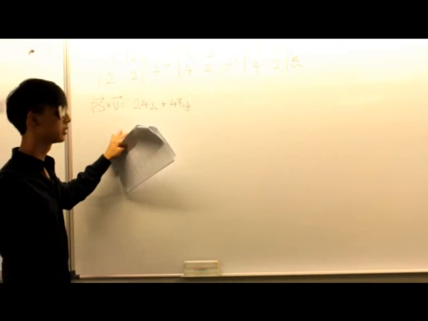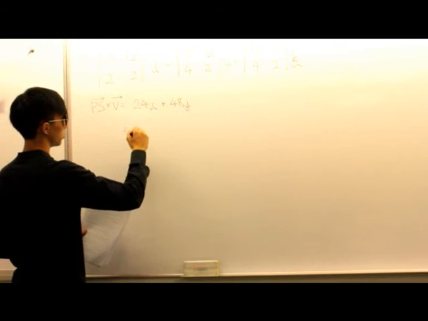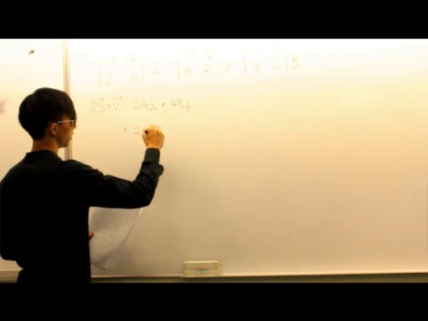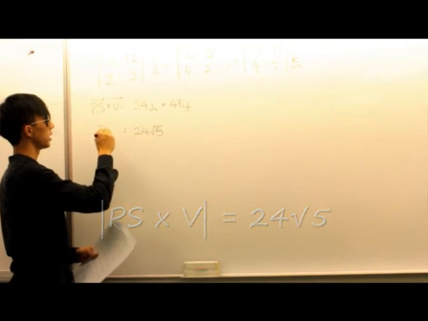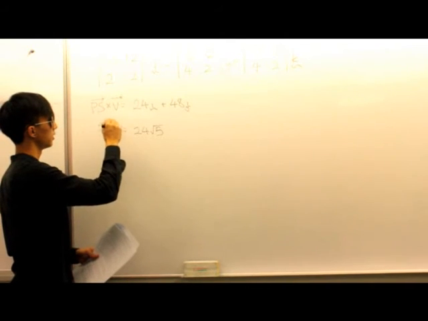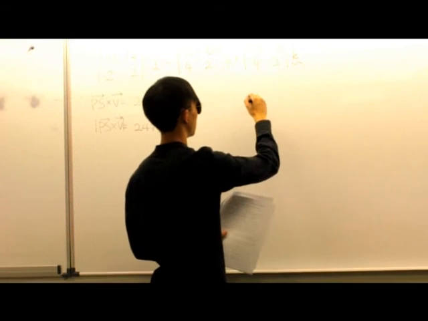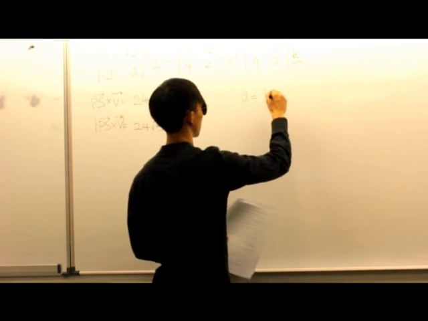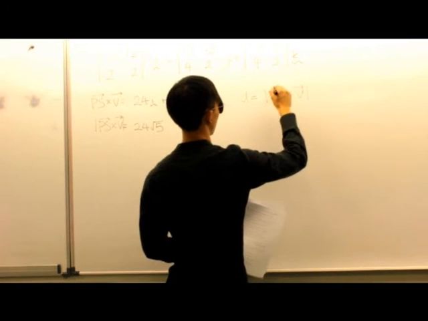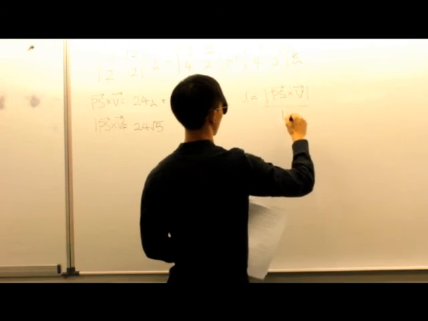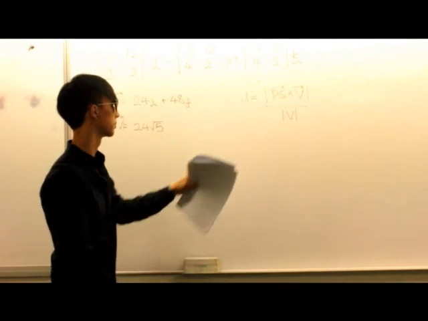However, we need the magnitude of this, and so we can find it to be 24 square root 5. So now that we have PS cross V, we can substitute this into the formula. But hold on, we still need to find the magnitude of the vector V.